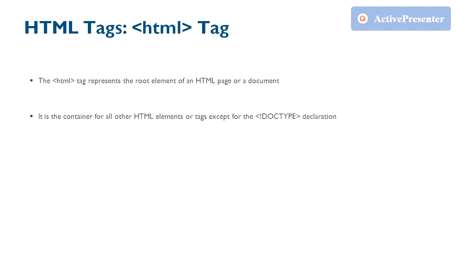Now let's look at the HTML basic tag. So <html> represents the root element of an HTML page or a document. So all your HTML pages should have an <html> tag, and everything else goes inside this <html> tag except the doctype declaration. So the <html> tag is the container of all the other elements, as I mentioned, except for the doctype declaration.